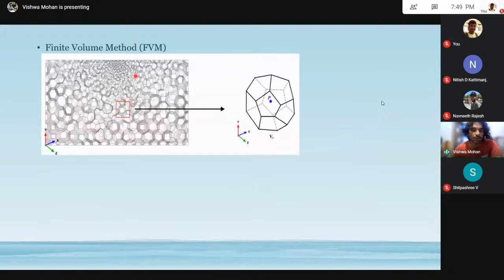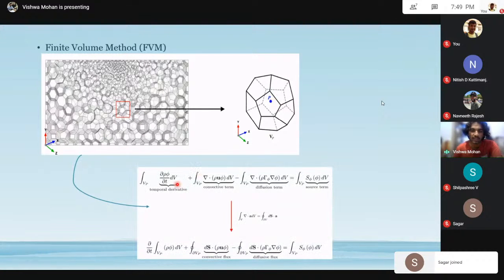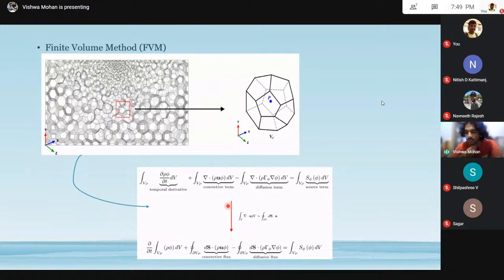And what is finite volume used by Ansys? Basically, a large volume is broken down into chunks, and you have a centroid. And using Gauss theorem, you can convert these volume integrals that you get over here, different convection terms, diffusion terms, source terms, into something like an integral over area, and try to reduce the computation.